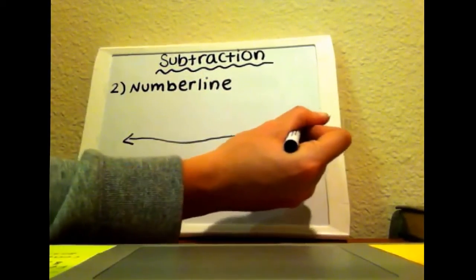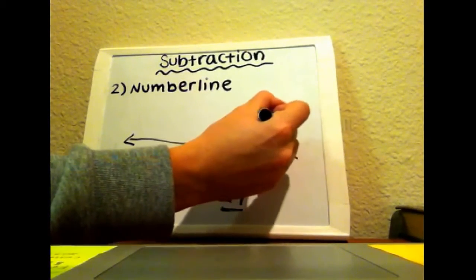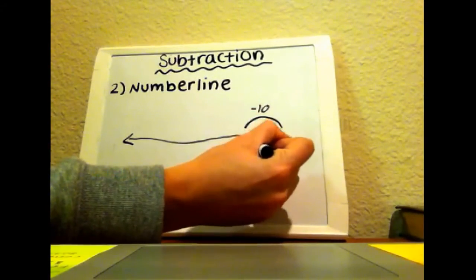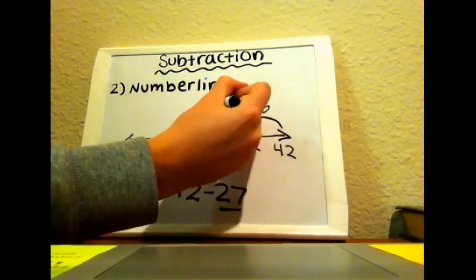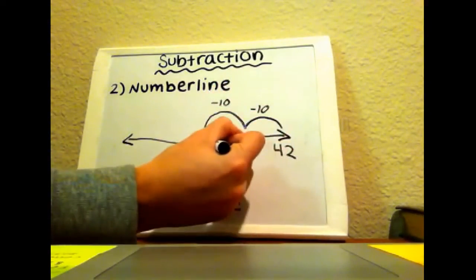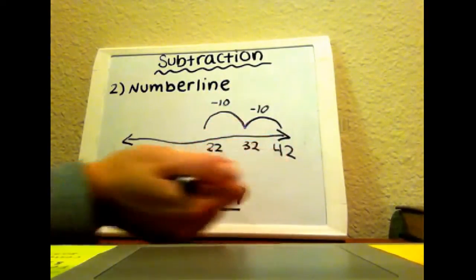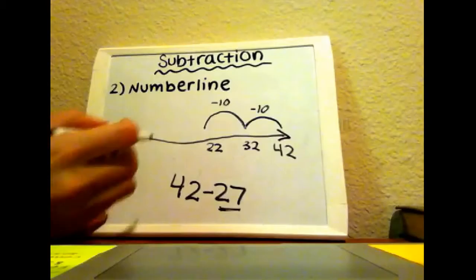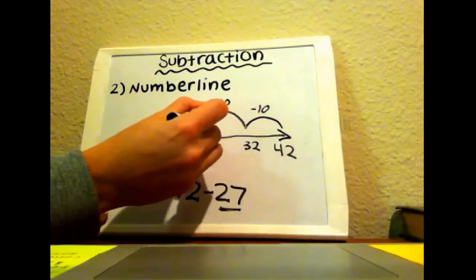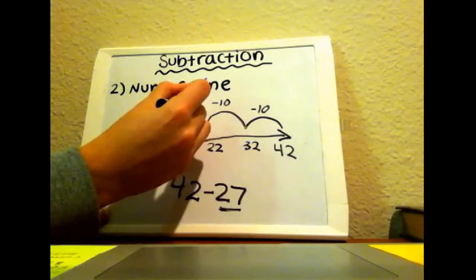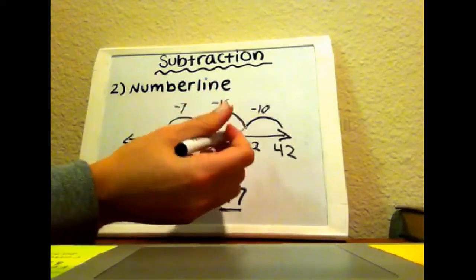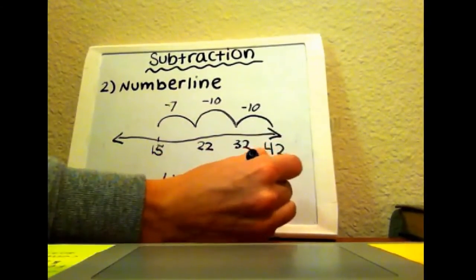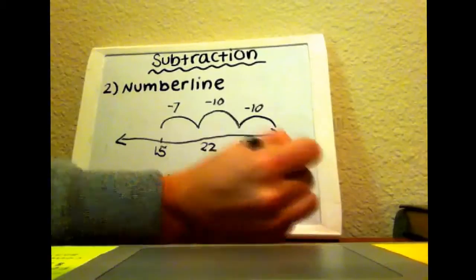So 42 minus 10 will give me 32. Take away another 10. That'll give me 22. So we've taken away 20. All we have left to take away now is 7. So 22 minus 7 is 15. So our answer is 15.